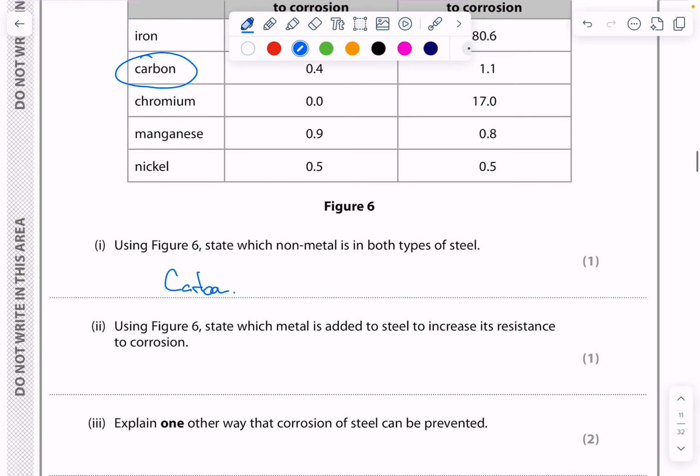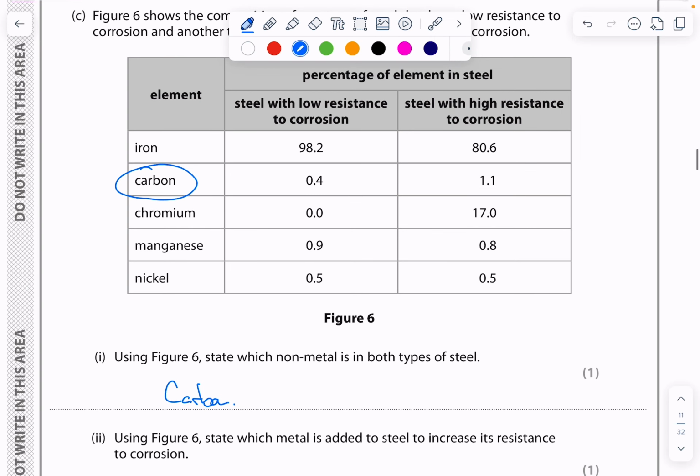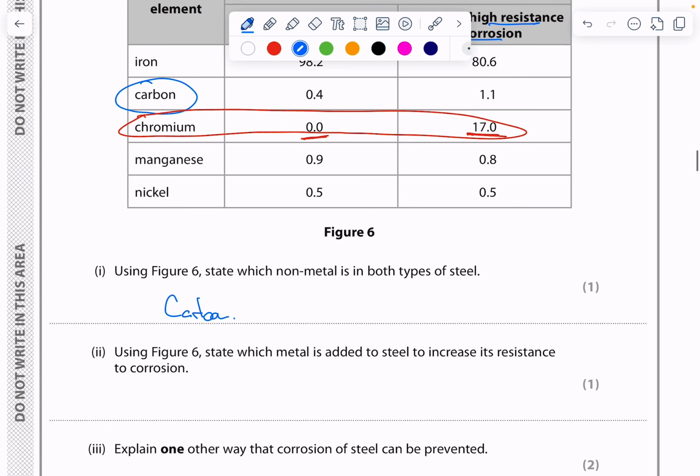Which metal is added to steel to increase its resistance to corrosion? So if you look here, this one has got a low resistance to corrosion. This one's got a high resistance to corrosion. So what we're looking at here is where is the biggest difference between them. And you can see that chromium's got 17 percentage points inside, where here it's got 0. So chromium is the one that's made the biggest change, and that has led to it being resistant to corrosion. So chromium is the missing one.